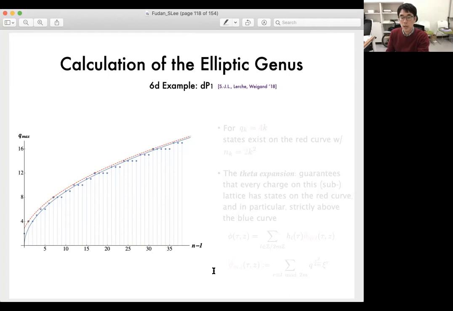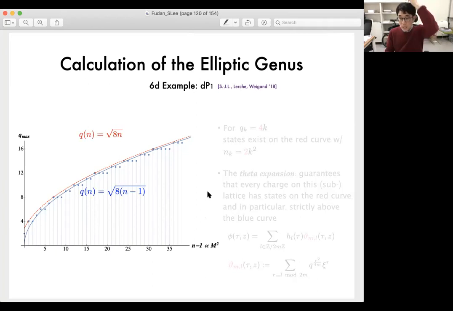Importantly, in our weak gauge coupling limit, all the states indicated by the elliptic genus arise from the quantization of our weakly coupled perturbative heterotic string, and therefore their squared masses are proportional to n minus 1. So these dots in fact show the Q max at a given mass squared.